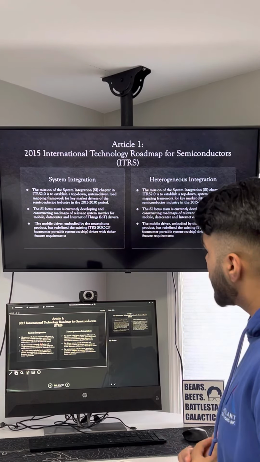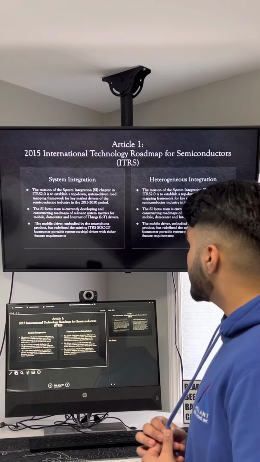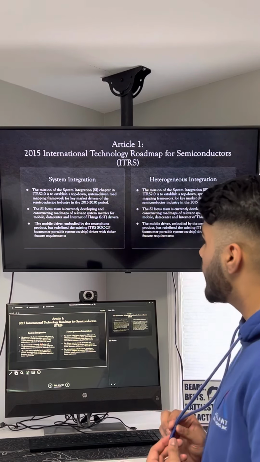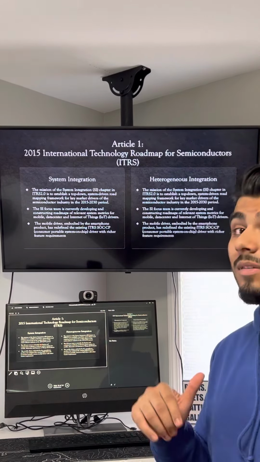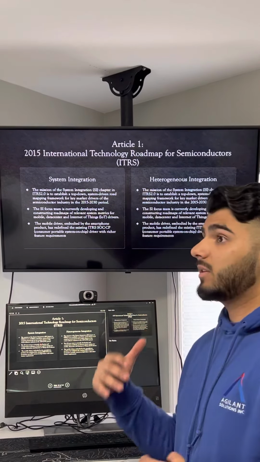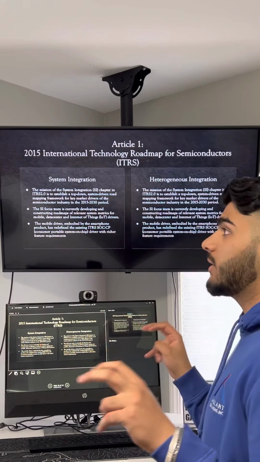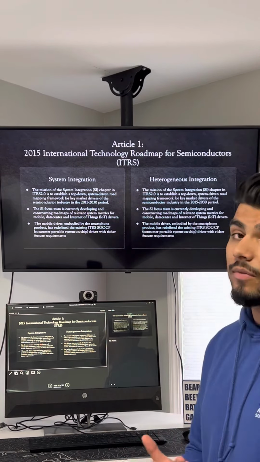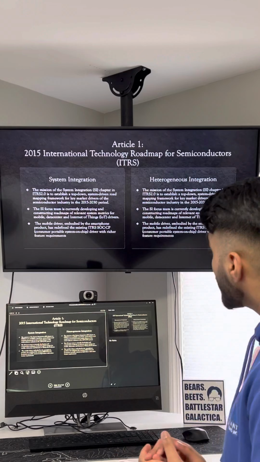All right, system integration. The mission of system integration chapter in ITRS 2.0 is to establish a top-down system-driven road mapping framework for a market driver of semiconductors industry in the 2015 to 2030 period. So this is still going on to this day. This is their whole roadmap, how they're referring, their whole manual of what they did, and how they're actually working on this specific semiconductor, and how it's going to be very valuable in our future.